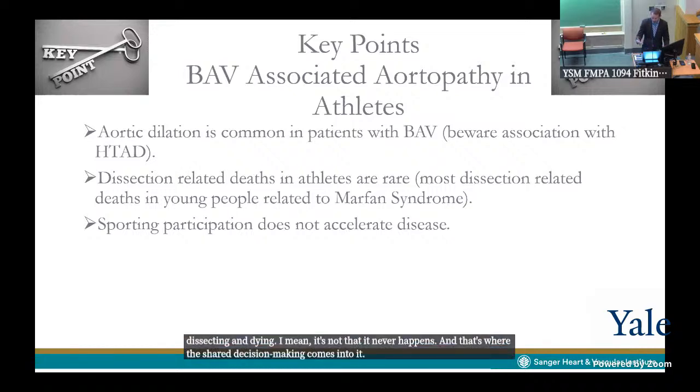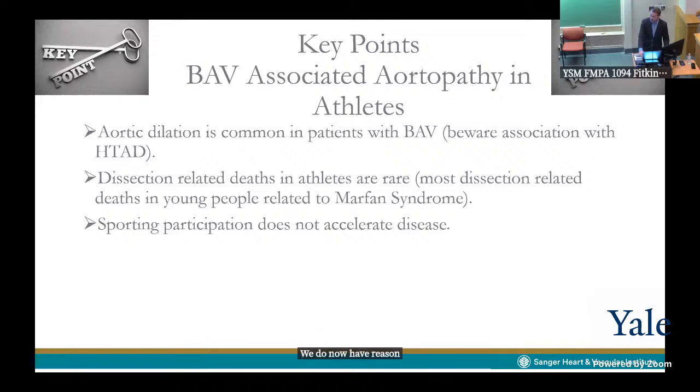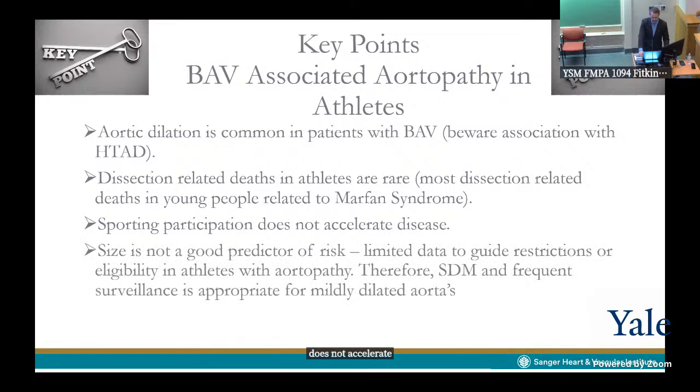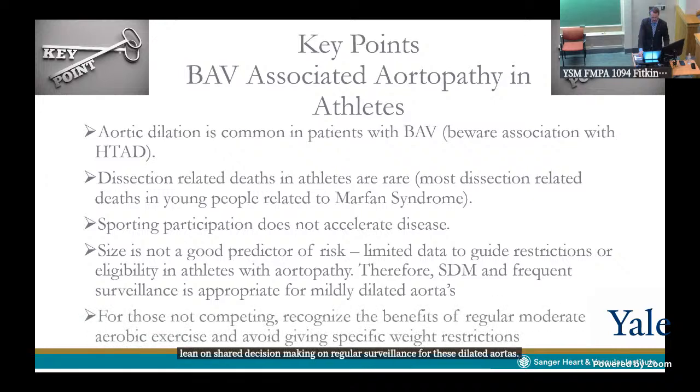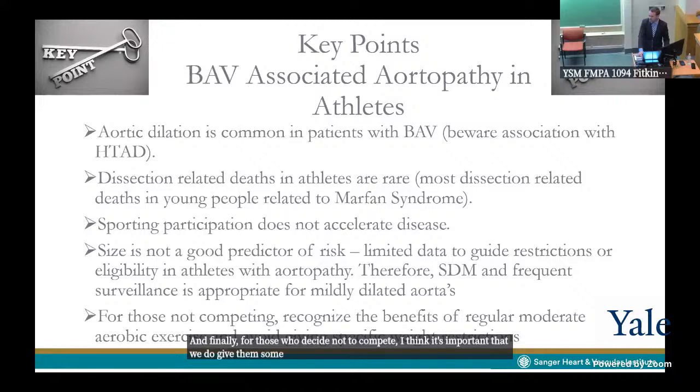We do now have reasonably good data to show that sports participation does not accelerate disease process. Size is not a very good predictor of risk, and so we've really got limited data to guide these individuals. And so we really do need to lean on shared decision-making and regular surveillance for these dilated aortas. And finally, for those who decide not to compete, I think it's important that we do give them some sort of exercise prescription to give them guidance about what exercise they can do.